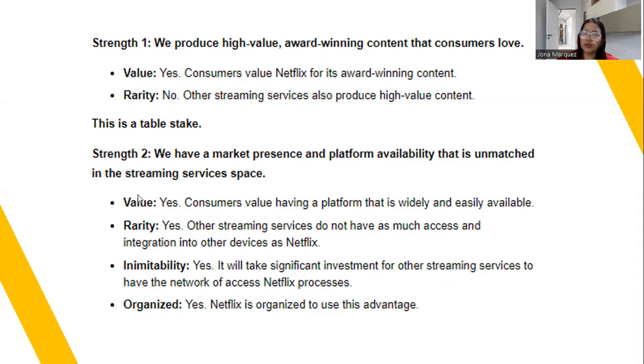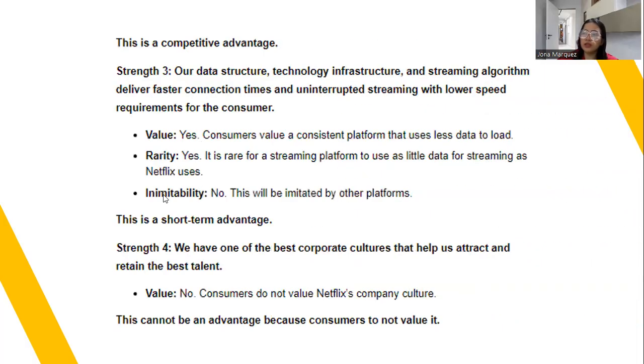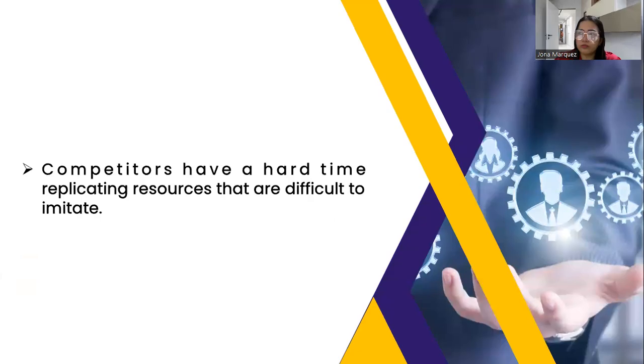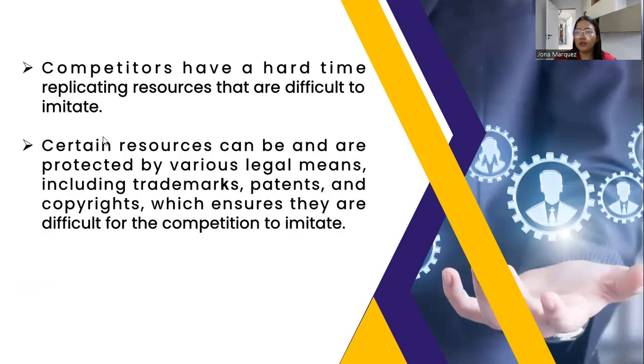So, in-identify lang niya isa-isa. So, ito yung strength 3 niya, tapos ito yung strength 4. Na-identify lang, in-explain niya or in-elaborate lang niya. So, ganyan ginagawa ang VRIO framework. So, sabi diyan, competitors have a hard time replicating resources that are difficult to imitate. Certain resources can be protected by various legal means. So, usually, kaya nga mahirap i-imitate.